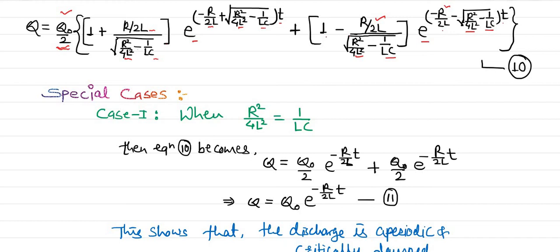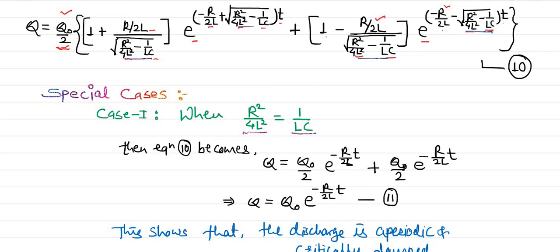So the first possibility is what? When these two values are exactly the same, that means when R squared by 4L squared and 1 by LC are exactly the same. So here this becomes 0, this under root becomes 0. Now if both the values are the same and it becomes 0, so here it is okay.